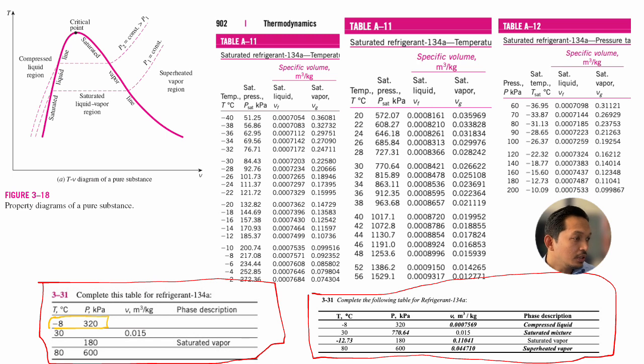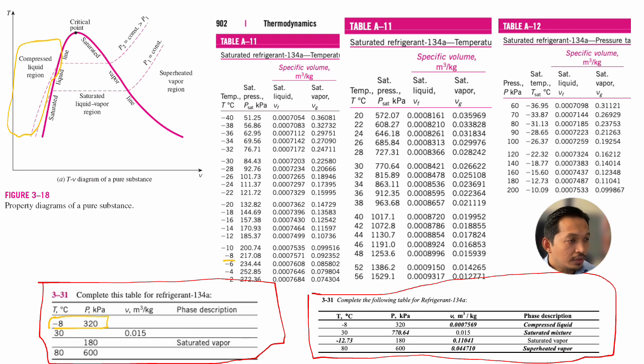So let's have a look at the temperature, which is minus 8 degrees C. If you look here at table 11, the temperature saturation pressure table, minus 8 is located here, whereas the pressure given here is 220 kilopascal, whereas here the saturation pressure is lower than the given pressure. So what does it mean? It means that if the saturation pressure is lower than the given pressure, it is located in the compressed liquid region. Why, you might say?